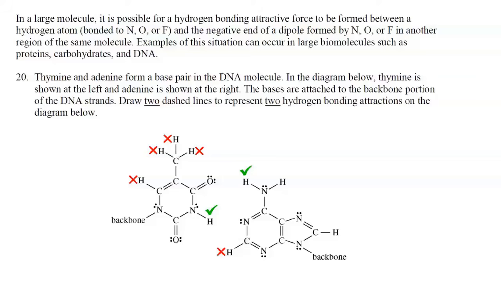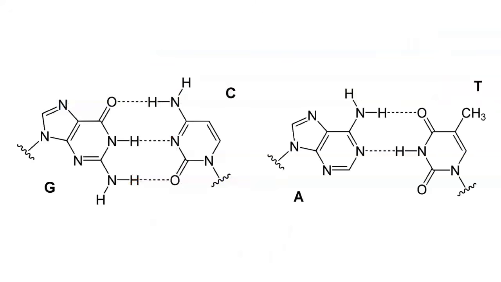So my two hydrogen bonding attractions would look something like this. There's the dashed lines to represent two different hydrogen bonding attractions. And so as you can see on this slide, we have examples of base pairs in DNA. So the G and the C, that represents guanine and cytosine, and the A and the T represents adenine and thymine. So hydrogen bonding attractions between base pairs are represented by the dashed lines in this diagram.